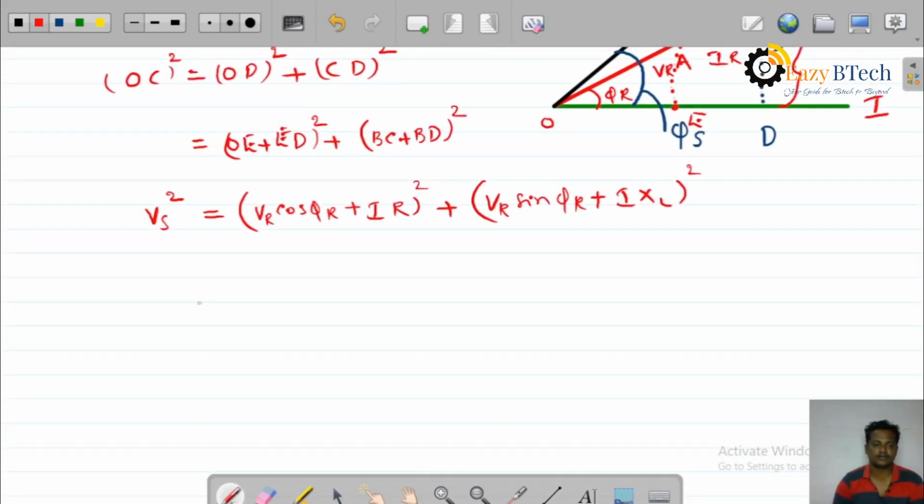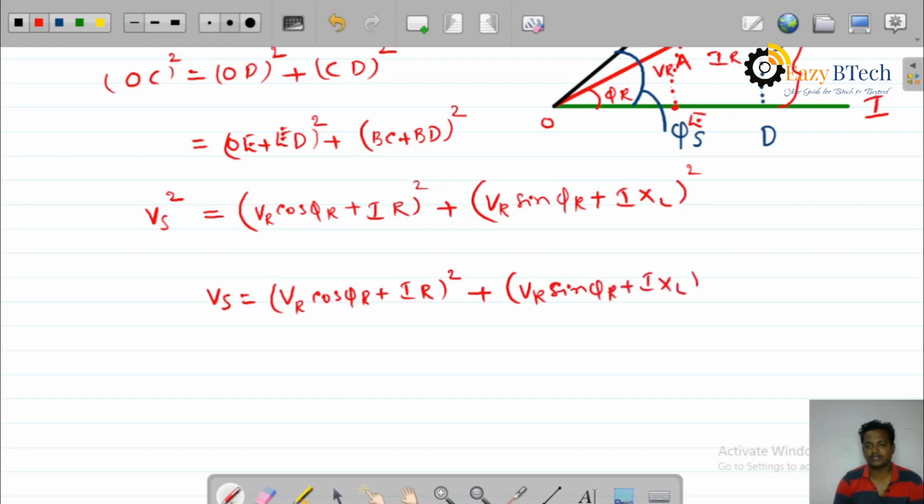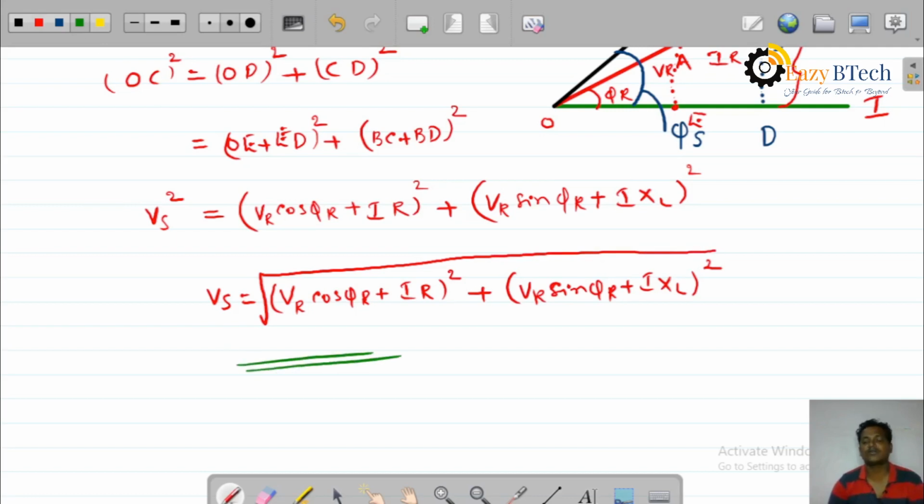Now, from this, Vs equals to under root of (VR cos phi r plus I into R) whole square plus (VR sin phi r plus I into XL) whole square. This is the expression for sending end voltage in a short transmission line.